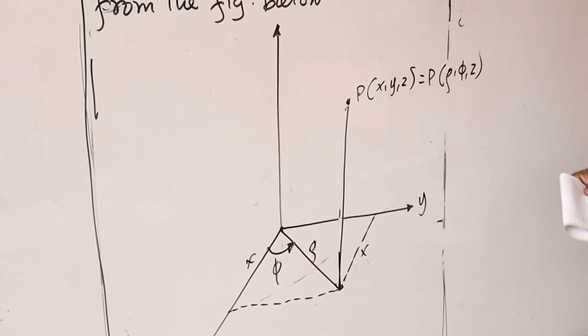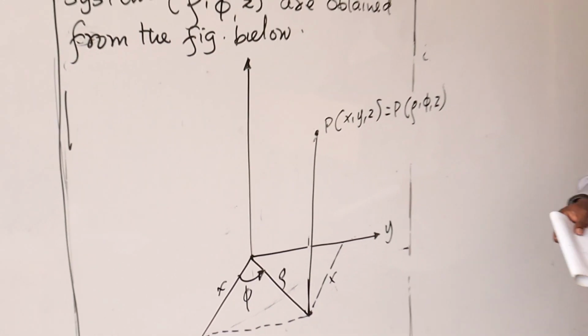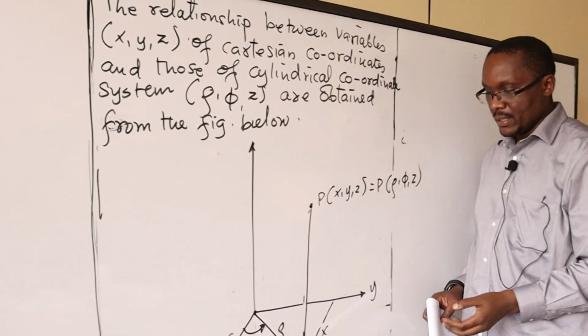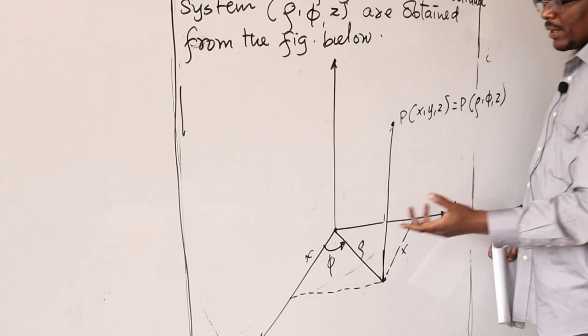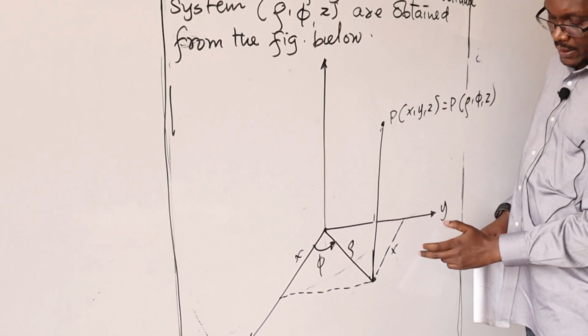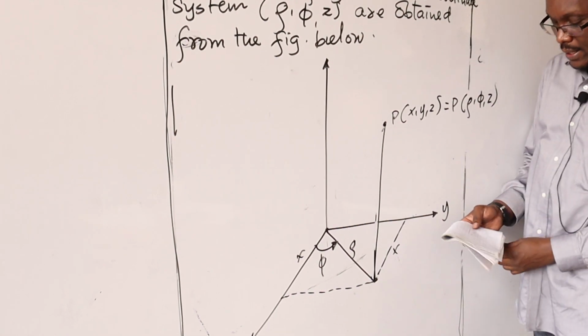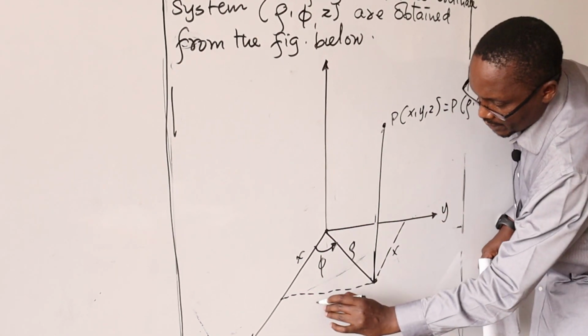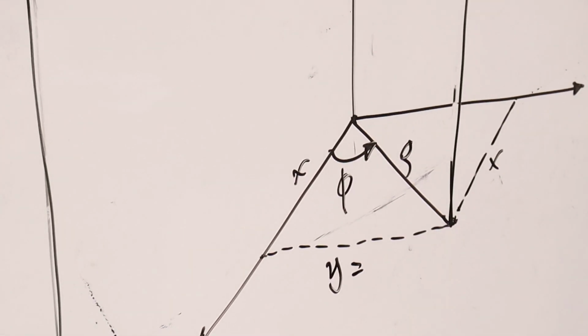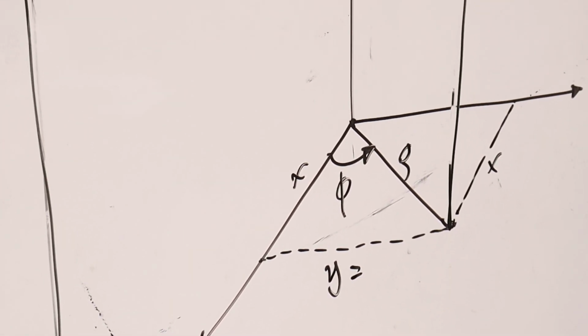Now we have some triangles there that we've drawn, and we want to relate them so that we can get a representation of x in terms of cylindrical coordinates. Similarly, a representation of y in terms of the cylindrical coordinate system. Now, how do we go about that?